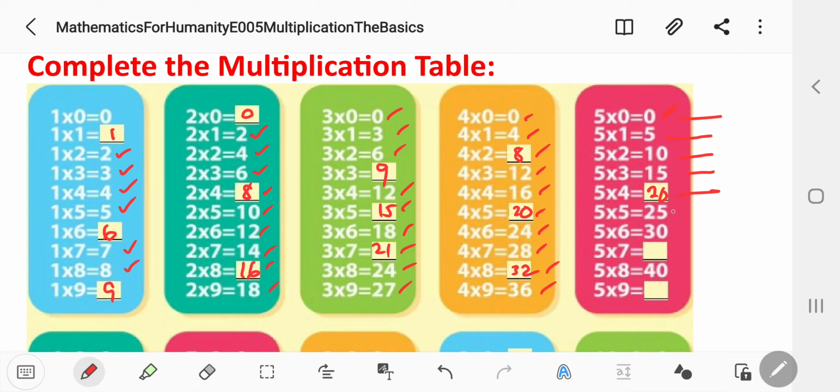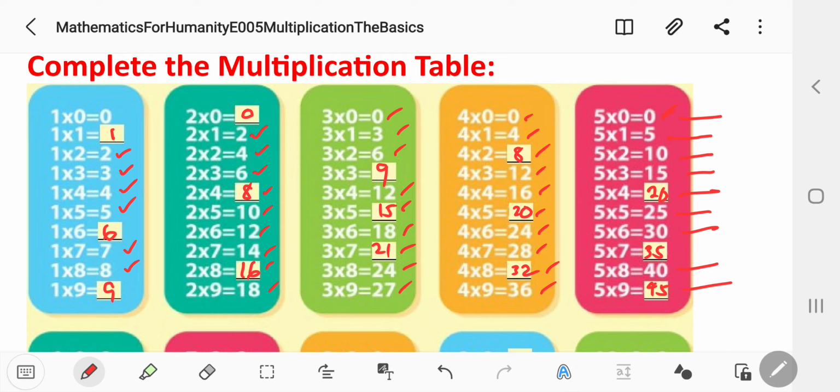And then you have 5 times 5 is 25. 5 times 6 was 30. 5 times 7 would be 35, because you add 5 to 30, that's 35. And 5 times 8 would be 40. 5 times 9 would be 45.